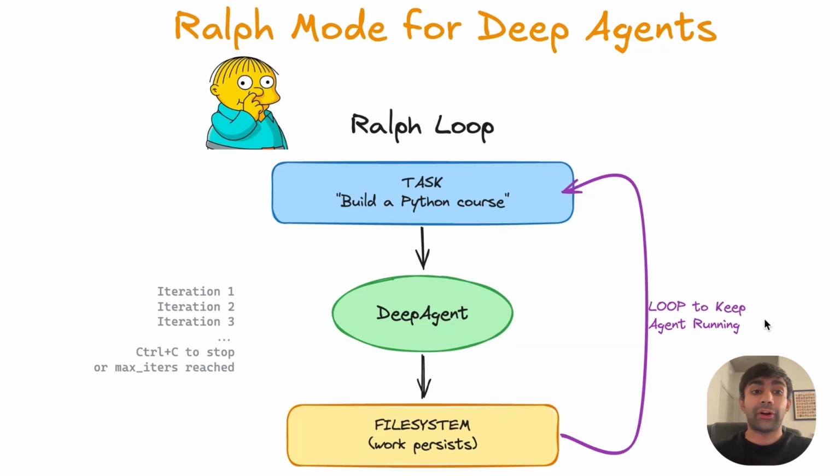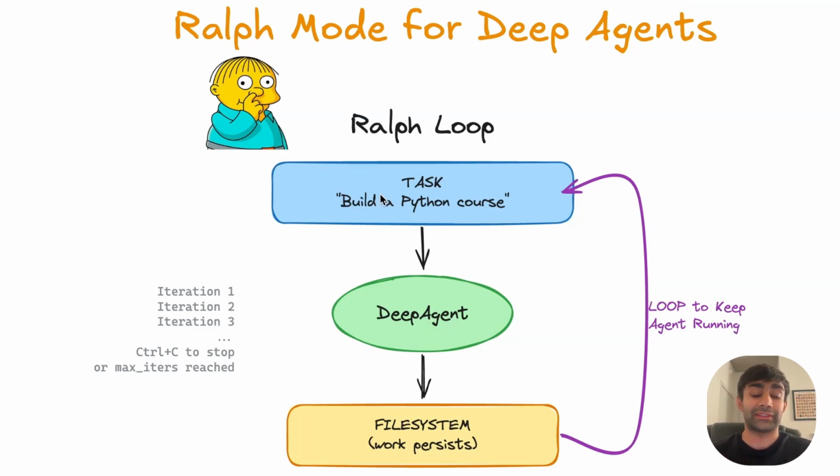Great, so we talked about the Ralph loop, but what's actually in there? To show you, we built Ralph mode for deep agents. It's a pretty simple flow. So basically, here's how it goes. You have some sort of task or task specification. Here we'll keep it pretty simple. I'm just asking my agent to build a Python course. That same prompt and that same task gets passed to the deep agent on every iteration.